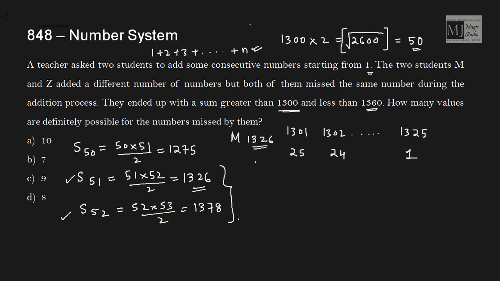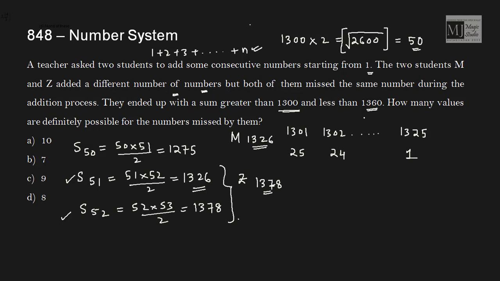Similarly, if he has given me the total of 1325, he has missed out 1 while adding up. Now let us come to Z. Z must have given us a total, anything, but his total would be 1378. Why 1378? Because it's given that both M and Z added up different number of numbers. That means Z's total cannot be 1326 if M's total is 1326. That means Z should have given us the total of 1378.